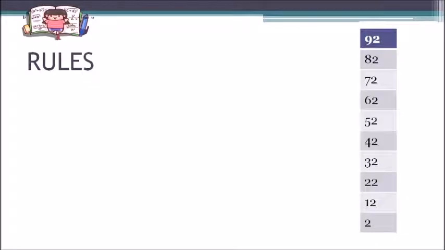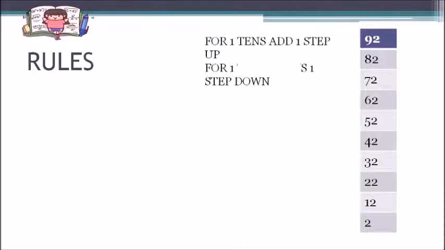Can you identify whether this is a row or a column? Yes, you are right. This is a column. We already know there are two places in any two-digit number: tens and ones. In this game, we can make some rules. For 1 tens, add one step up, and for 1 tens, minus one step down. Whenever we add 1 tens, we can go up in a column, or whenever we do any subtraction for 1 tens, we can come downwards in this column.